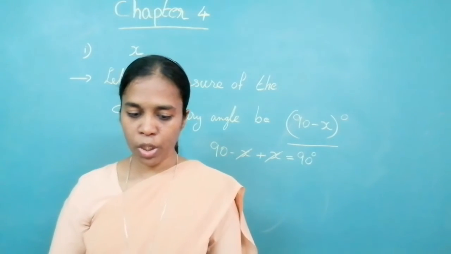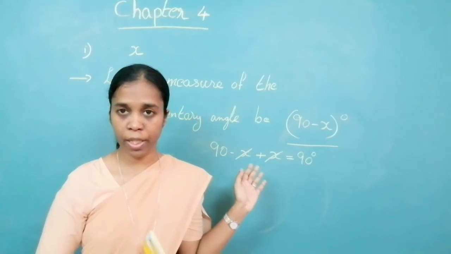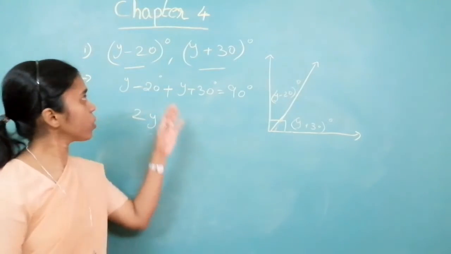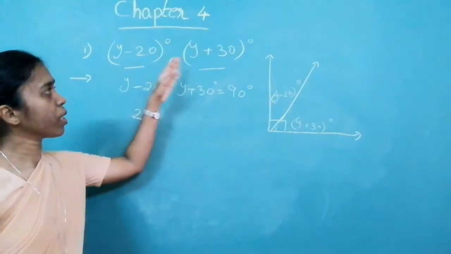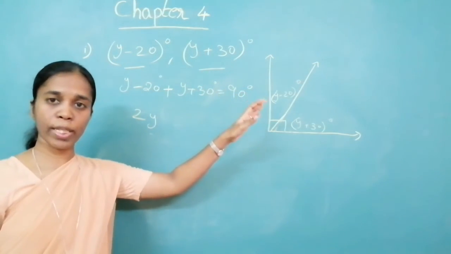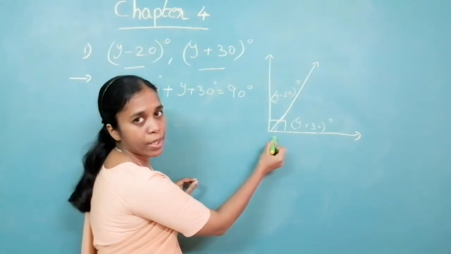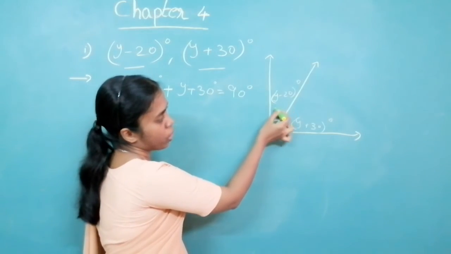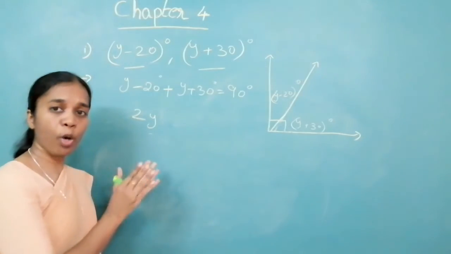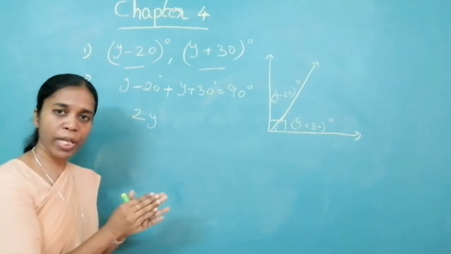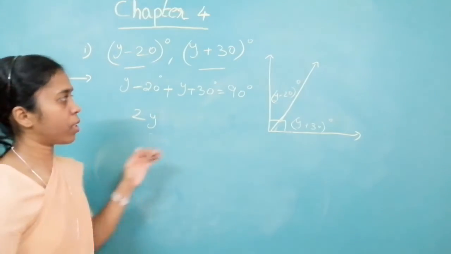Practice set 16, question number 2. Question number 1, we have done. Okay, we'll start the next question. Question number 2, we are given two angles: y minus 20 and y plus 30. You are told that these are complementary angles, that is, they make an angle of 90 degree. Means the sum of them should give you 90 degree. So y minus 20 plus y plus 30 is equal to 90 degree.